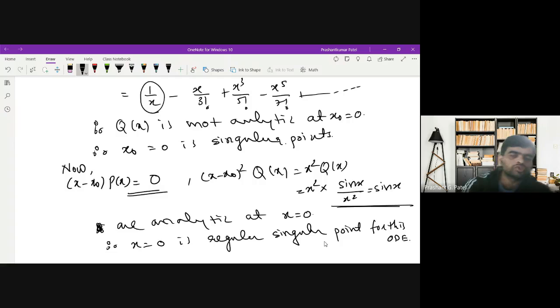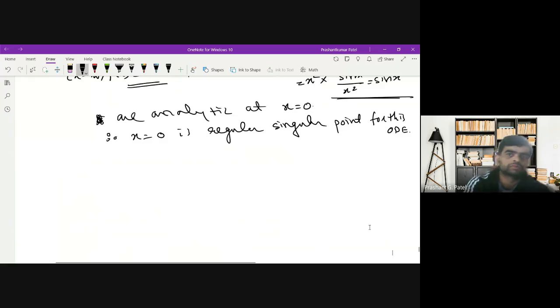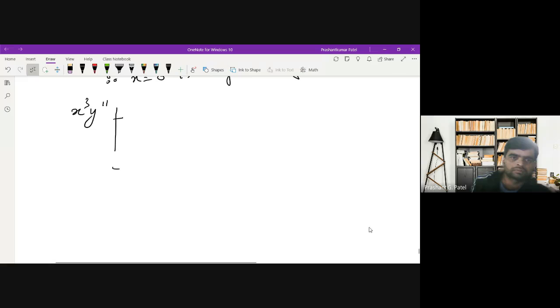Let me give you one more example. Write down x cube y double dash plus sin x y equal to 0. So try to do this example.